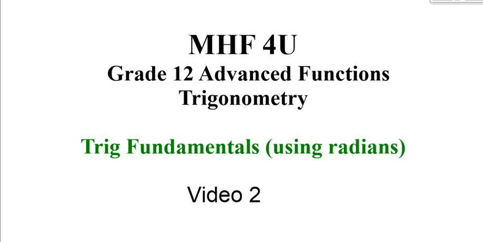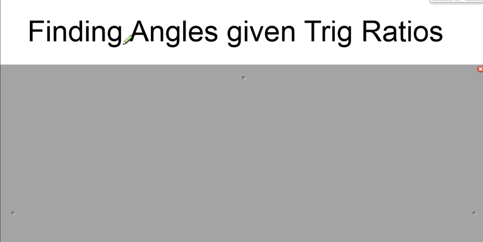This video is for grade 12 students who are in advanced functions and studying the trigonometry part of that course. This is one of two videos looking at trig fundamentals, and of course, because we're in grade 12, all of these questions involve angles measured in radians. So it's video number 2, hopefully you watched video number 1. In this video, we're going to be looking at how to find angles if we're given the trig ratios. So basically the opposite process to what we did in video 1.